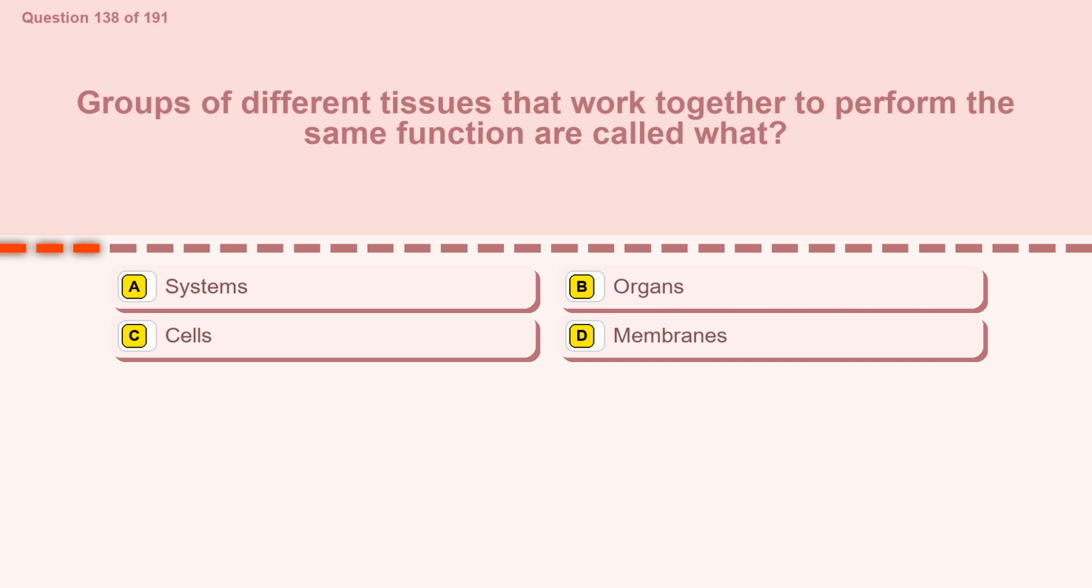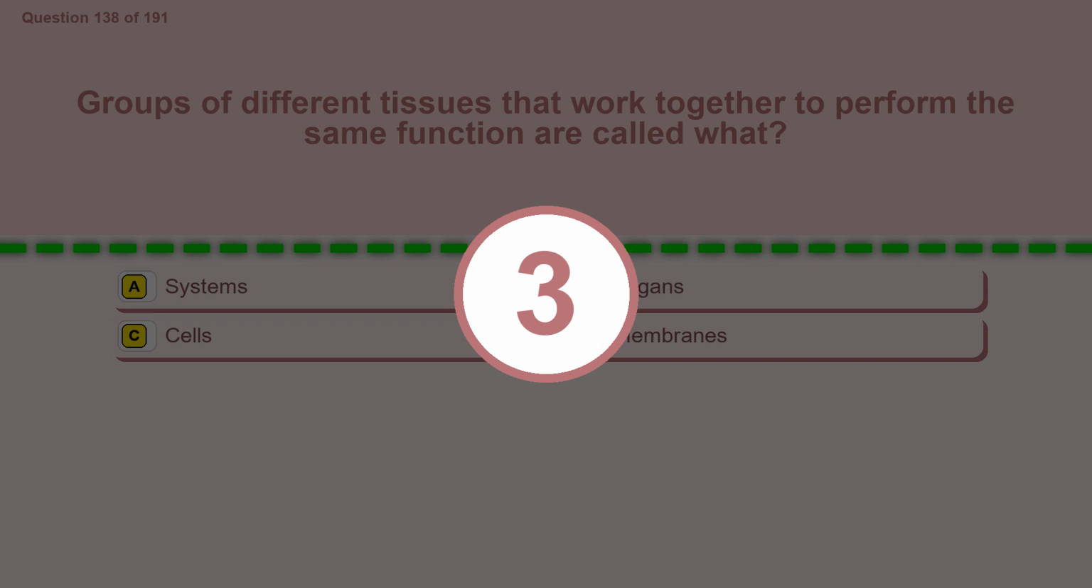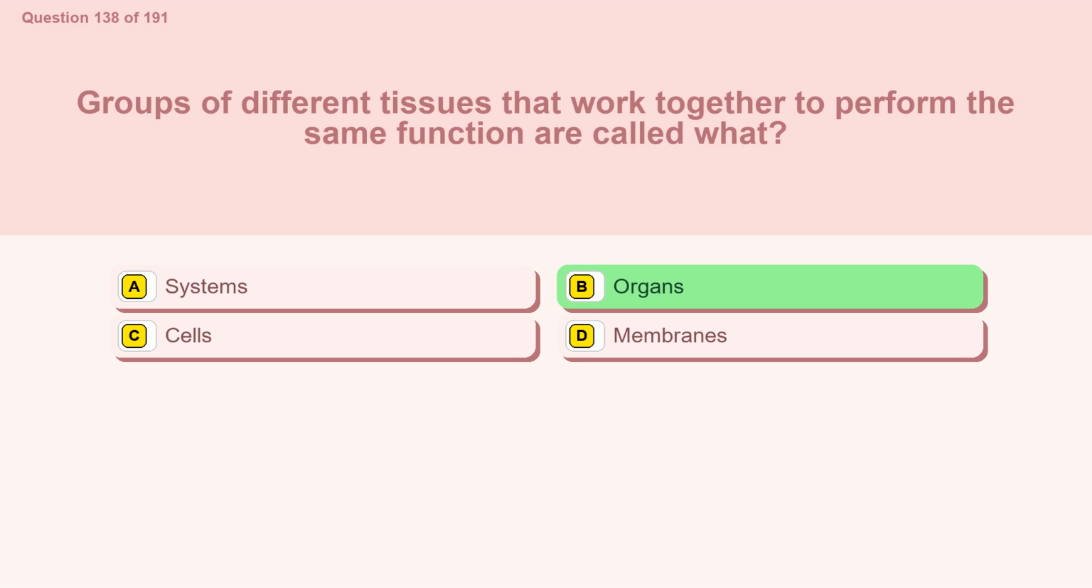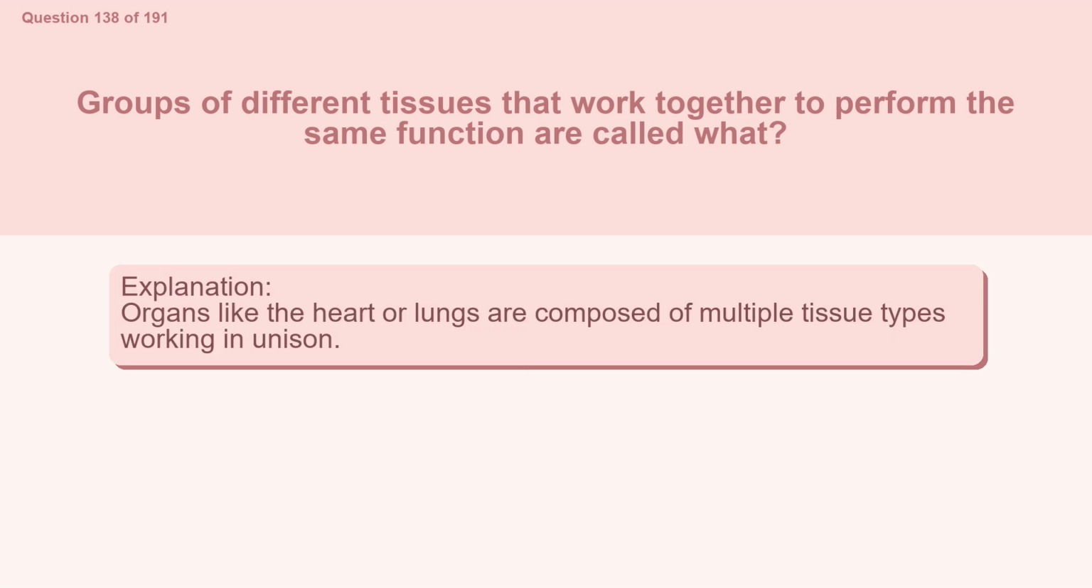Question 138. Groups of different tissues that work together to perform the same function are called what? Option A, systems. Option B, organs. Option C, cells. Option D, membranes. The correct answer is option B, organs. Organs like the heart or lungs are composed of multiple tissue types working in unison.